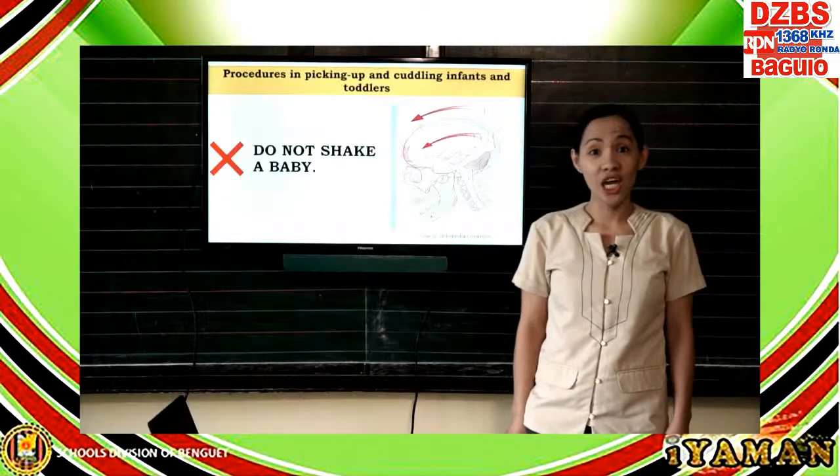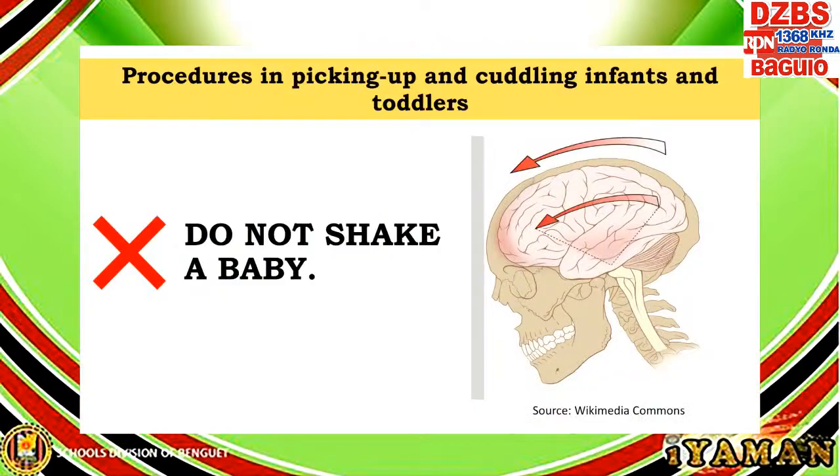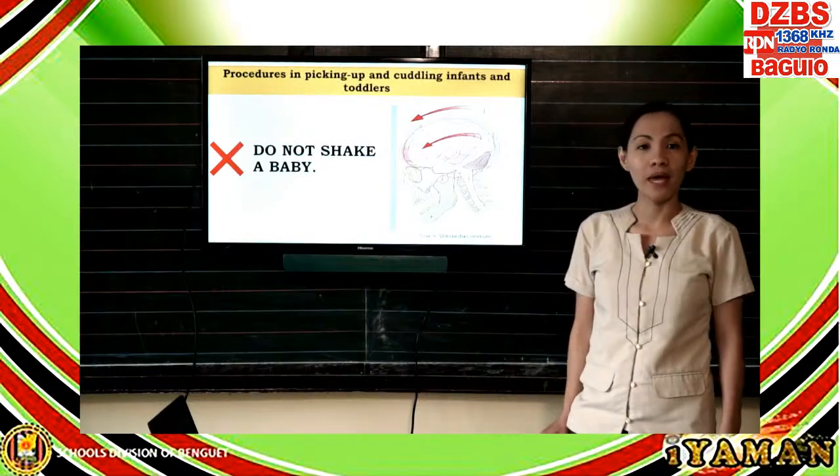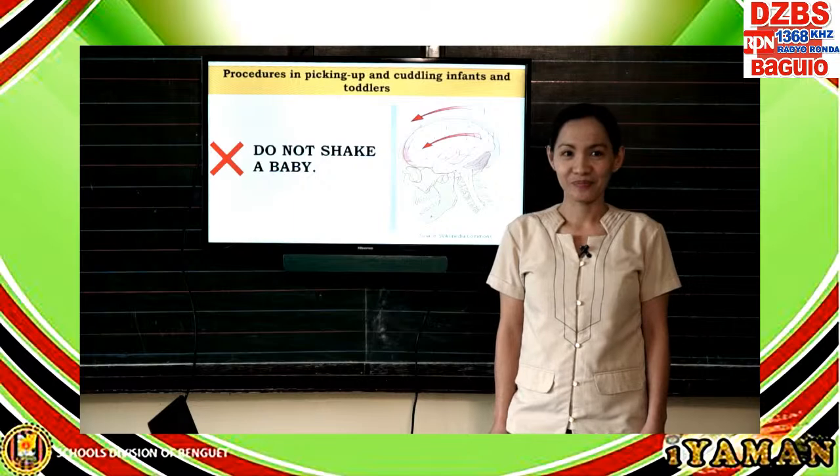As you can see, the caregiver is supporting the baby's head and neck using her palm. Also, avoid shaking the baby. Shaking a baby may cause bleeding inside of his or her head, increasing pressure on the brain. This photo shows the movement of the brain when the head is struck or moved forcefully. This can happen to a baby's brain when he or she is shaken.